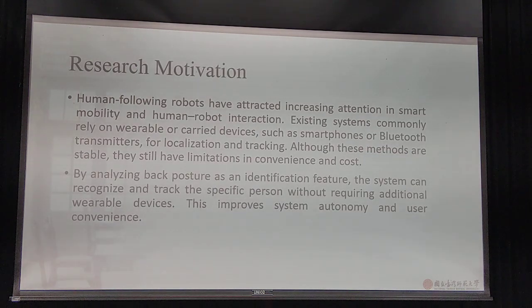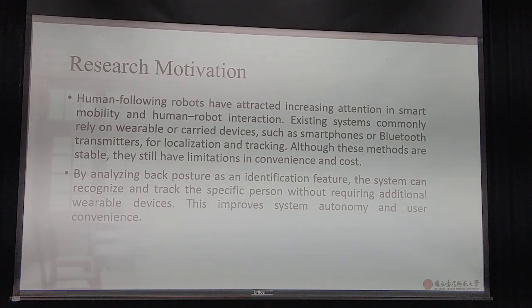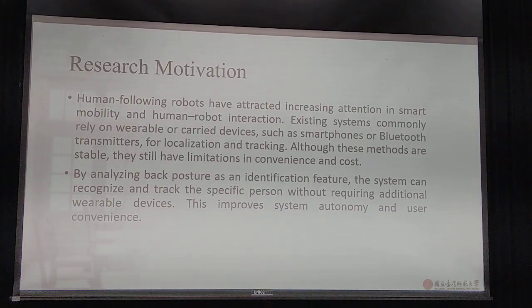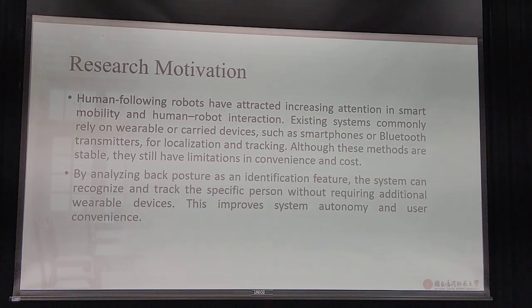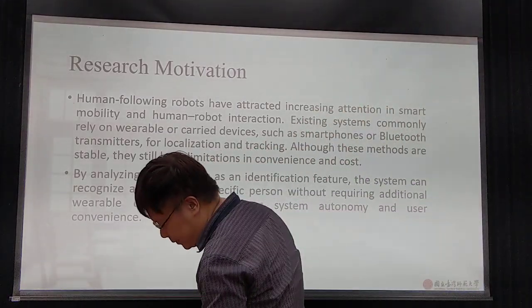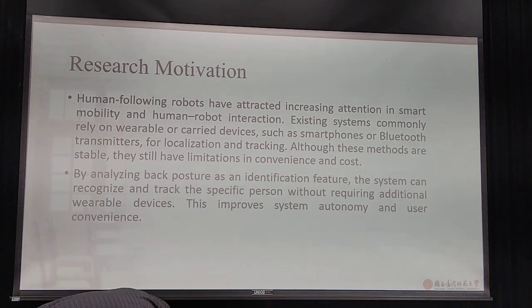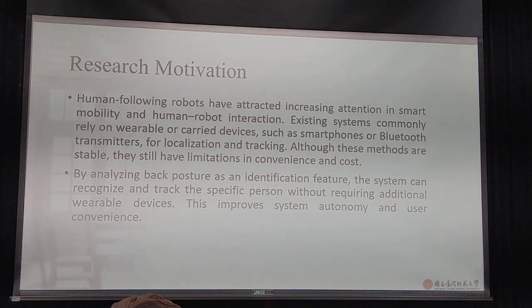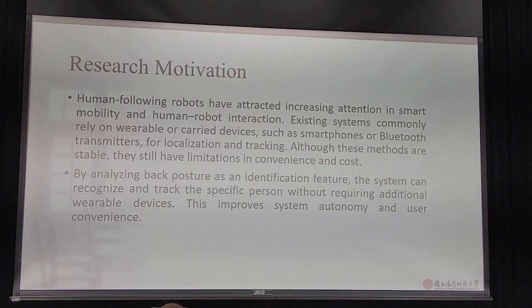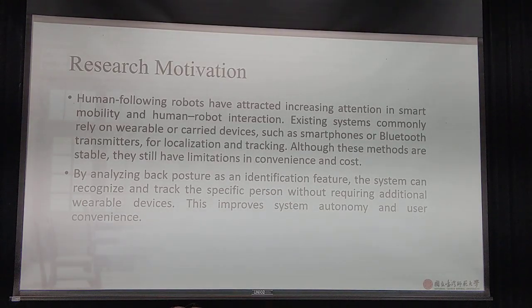In recent years, human-following robots have attracted increasing attention in smart mobility and human-robot interaction. Many existing systems rely on a device carried by the user, such as a smartphone or Bluetooth terminal, to perform localization and tracking. Through identification features, the system can recognize and track the target user without requiring any additional wearable device. This approach improves both system autonomy and user convenience.